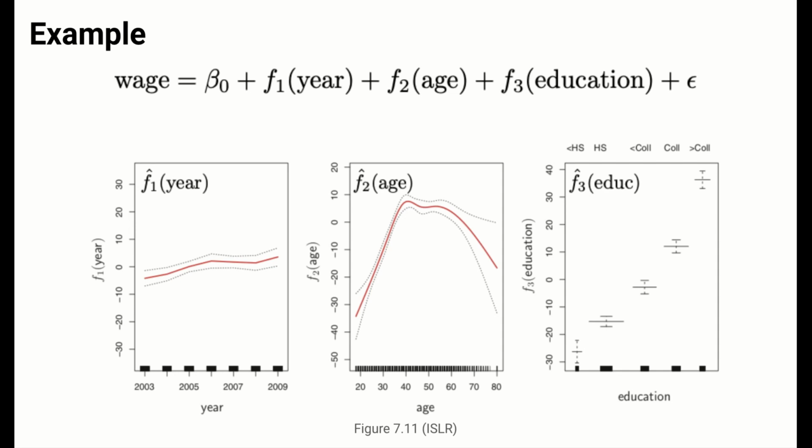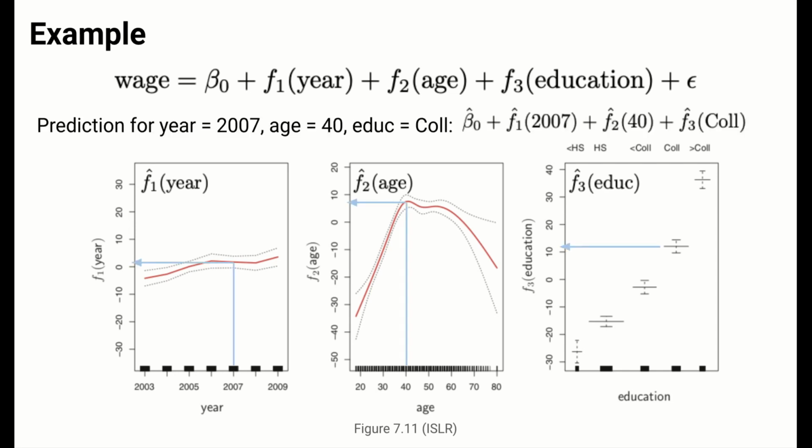So the value of f3 is about negative 27 for less than high school, negative 15 for high school, negative 3 for less than college, 12 for college level, and 36 for greater than college level education. To use the estimated model to make a wage prediction for an individual, we would evaluate f1, f2, and f3 at the calendar year of interest, the person's age, and their education level. We'd add together these function values and the intercept estimate to get a wage prediction.